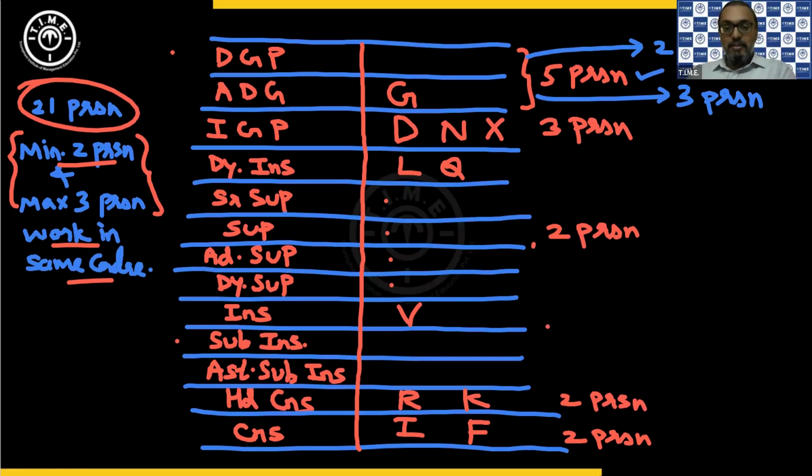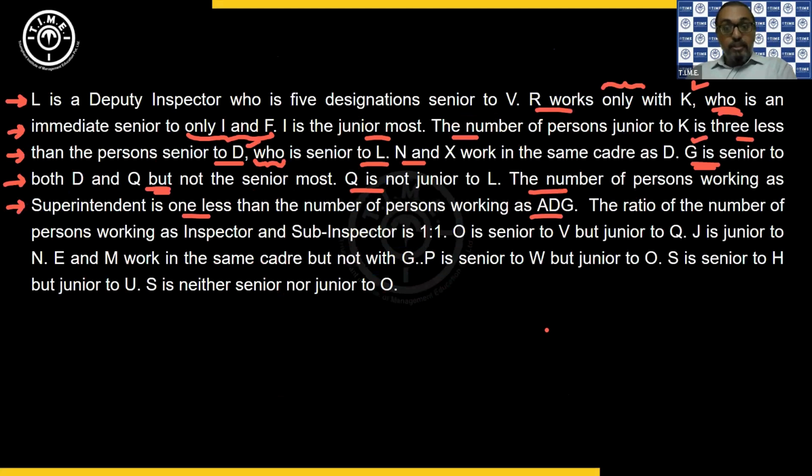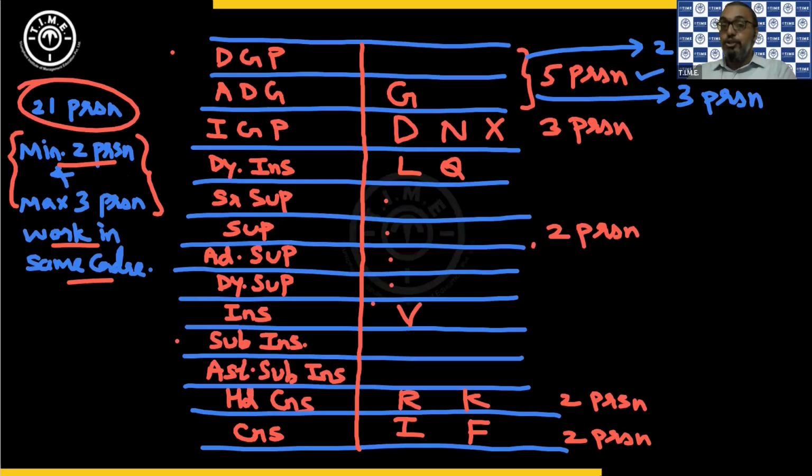Okay, right. Then further, let's see what else. The ratio of the number of persons working as inspector and sub-inspector is 1:1. So inspector and sub-inspector. Since for inspector you already have 1 person, I can take 2 persons for now, 2 and 2. Let's take the minimum limit. If need be, we'll take 3 persons each.